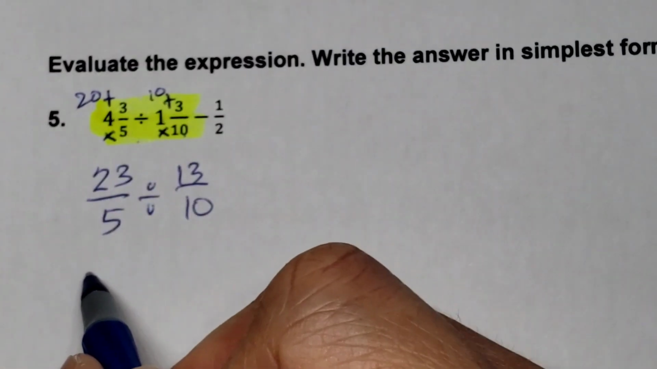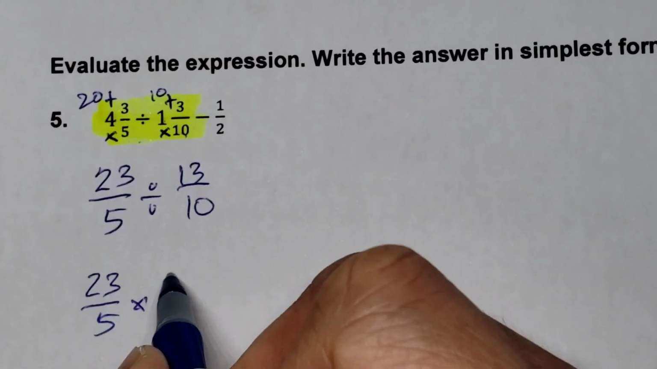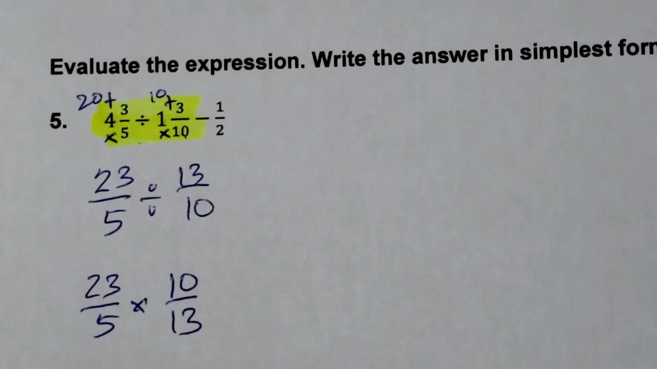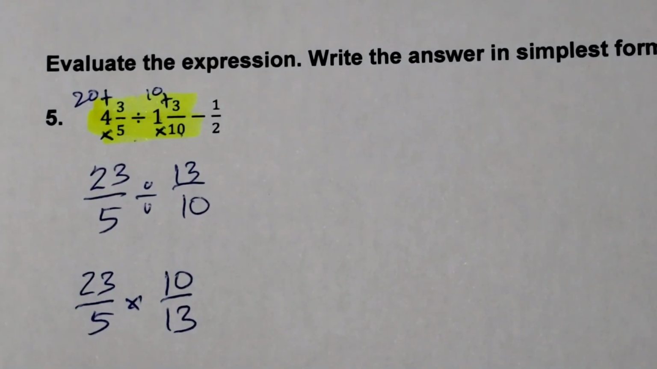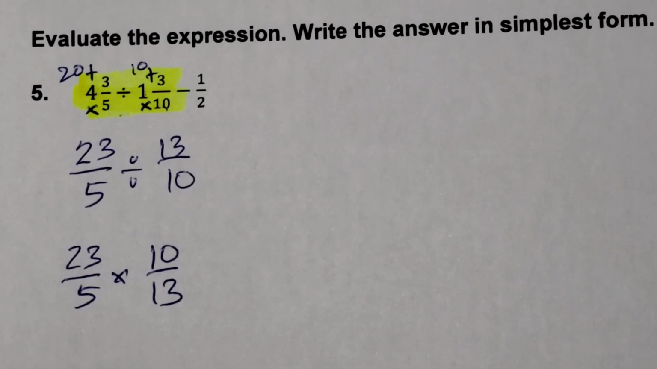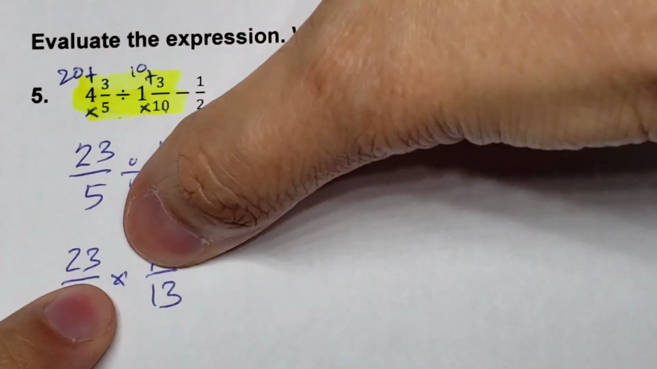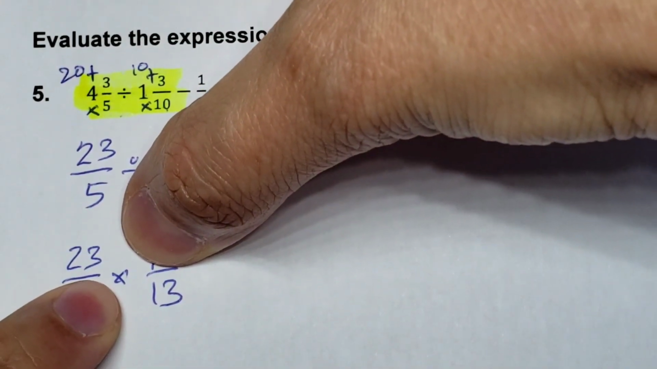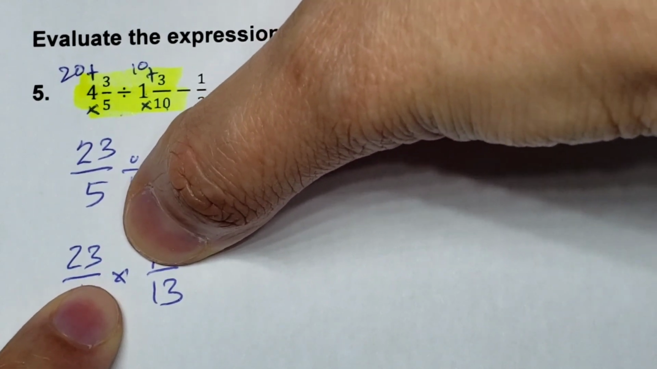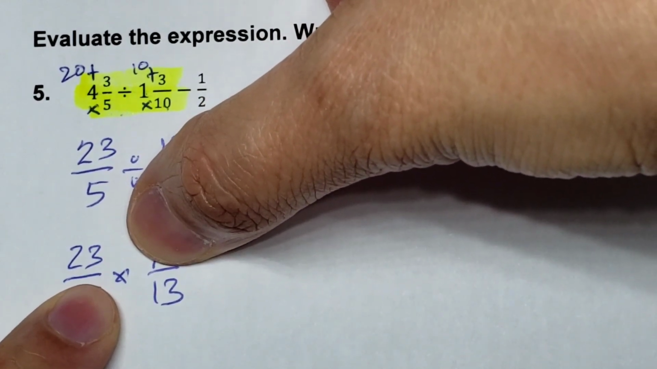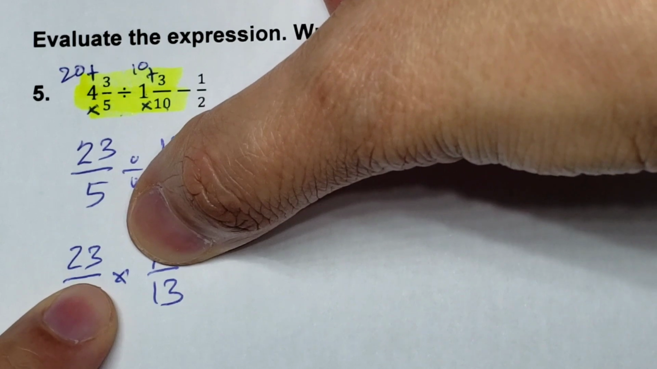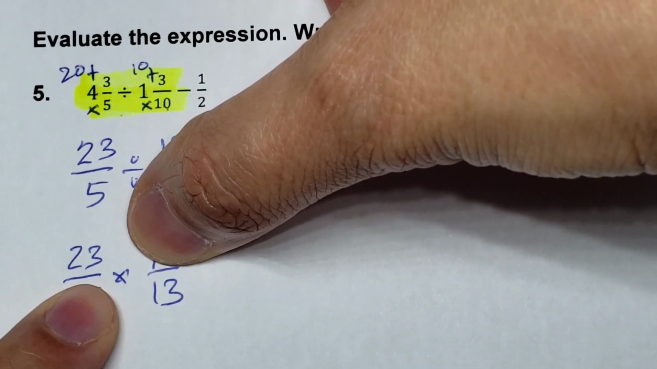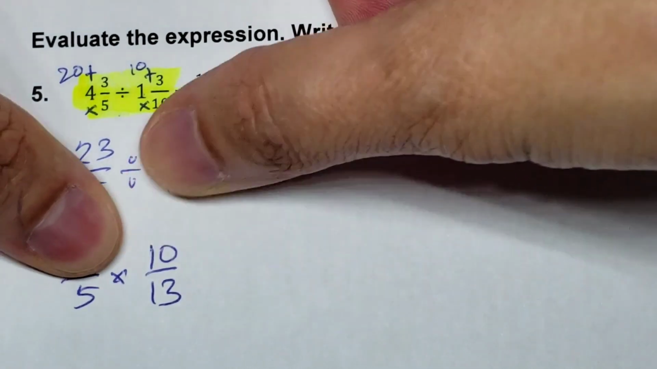Let's do these two things first. So now we're going to do 23 over 5 times 10 over 13. Remember, we keep, change, opposite. If we cross simplify to make things easier and apply that skill, is there a common factor that we can divide 23 and 13 evenly? No, we don't have any. 23 is 23 times 1, 13 is 13 times 1. Both are prime numbers.